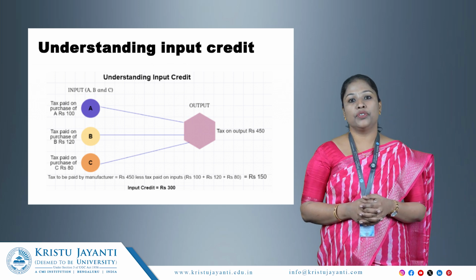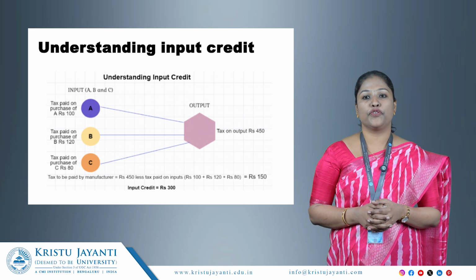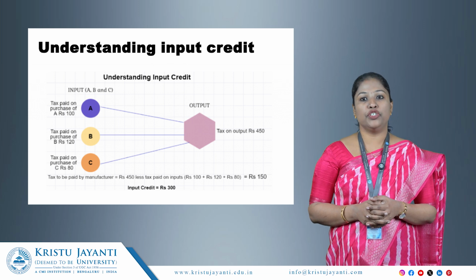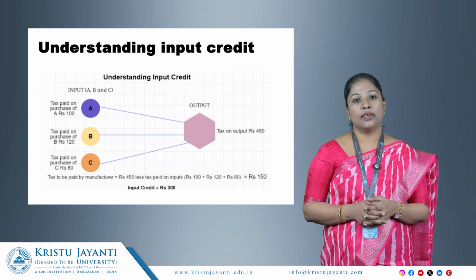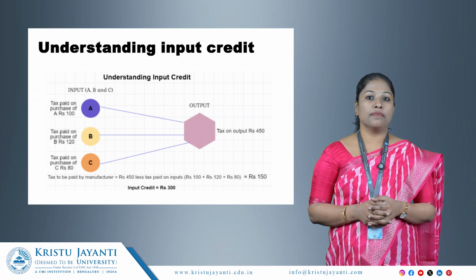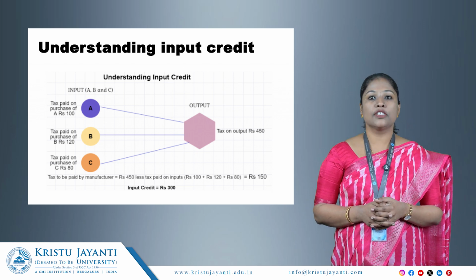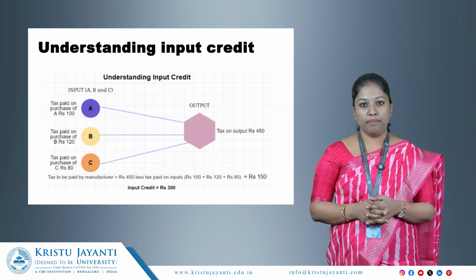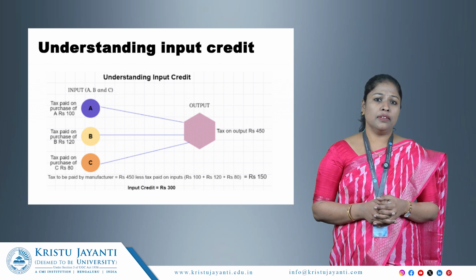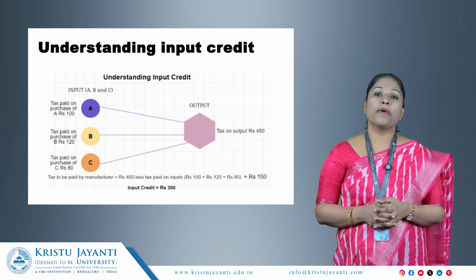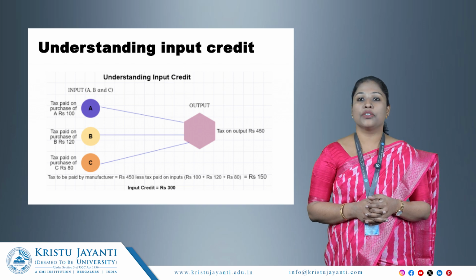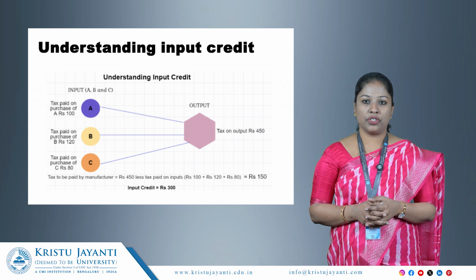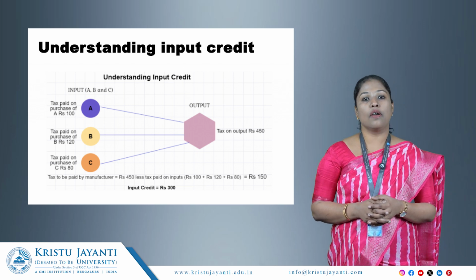So now the manufacturer does not have to pay the full amount of rupees 360 to the government. He can deduct the 180 rupees which is already paid as input tax. So the tax payable becomes rupees 360 minus rupees 180, which is rupees 180. This is called input tax credit. In simple terms, ITC ensures that tax is paid only on the value added and not on the total amount again. This helps avoid double taxation and reduces the tax burden on businesses.